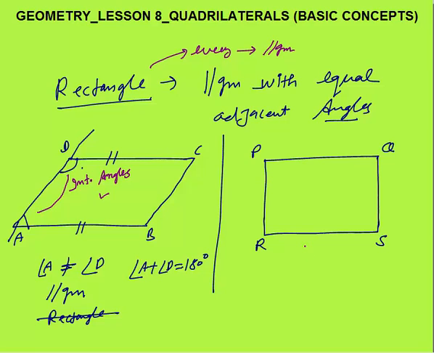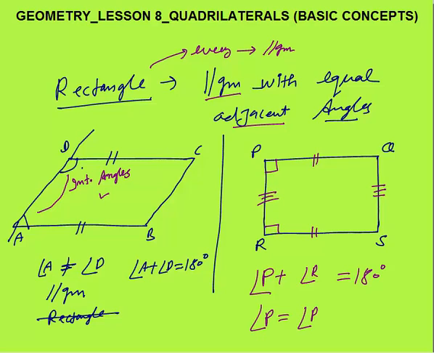The figure on the right hand side is also a parallelogram. Opposite sides are equal and parallel. But in this case, angle R is equal to angle P. We know that angle P plus angle R will always be 180 degrees, because in a parallelogram the sum of adjacent angles is always 180 degrees. But in this case, I am saying a parallelogram with equal adjacent angles. So if angle P becomes equal to angle R, each will be 90 degrees, then only their sum will be 180 degrees.